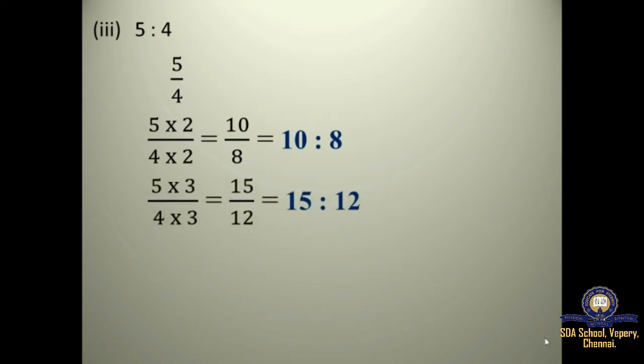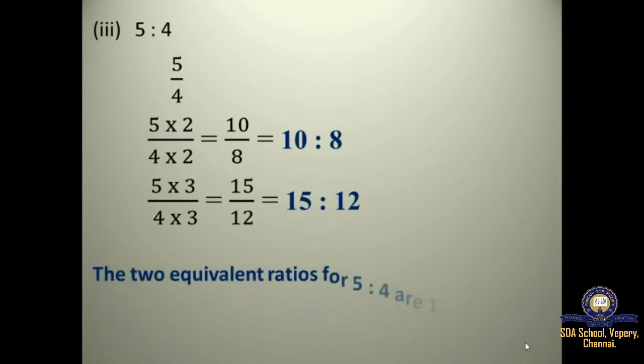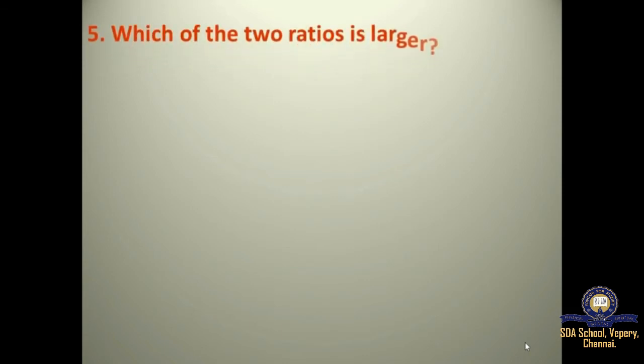Okay, so when you multiply 5 with 3, you'll be getting 15, and when you multiply 4 with 3, you'll be getting 12. Okay, so the first step is you'll be representing it in fraction, and the second step is you'll be multiplying both the numerator and denominator with 2, and the third step is you'll be multiplying both the numerator and denominator with 3. Got it, students? So the second equivalent ratio is 15:12. Okay. So the two equivalent ratios for 5:4 are 10:8 and 15:12. Got it, students? Now I'll move to the fifth sum, that is which of the two ratios is larger.